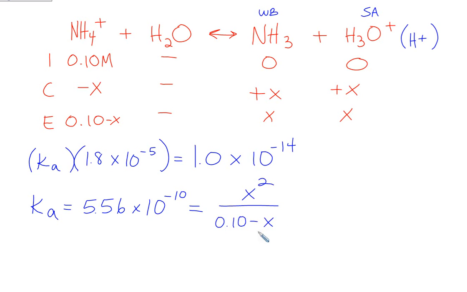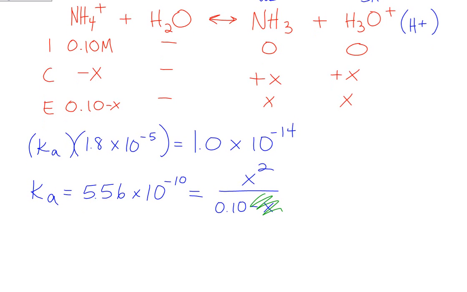That K is crazy, crazy small. So we're going to 5% rule it, which just makes my math a lot quicker. So we're going to cross multiply. 5.56 times 10 to the negative 10th times 0.1. That's not bad. And then we're going to square root. So I get x as about 7.46 times 10 to the negative 6.